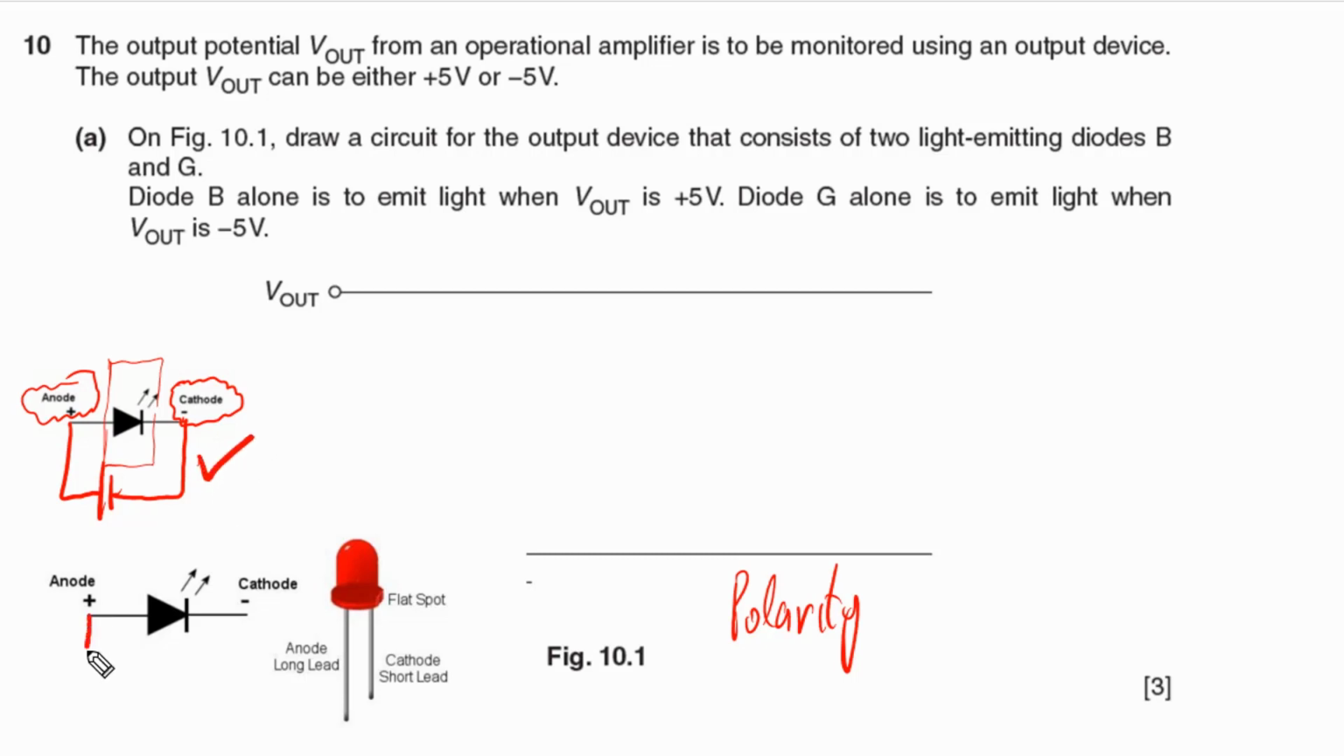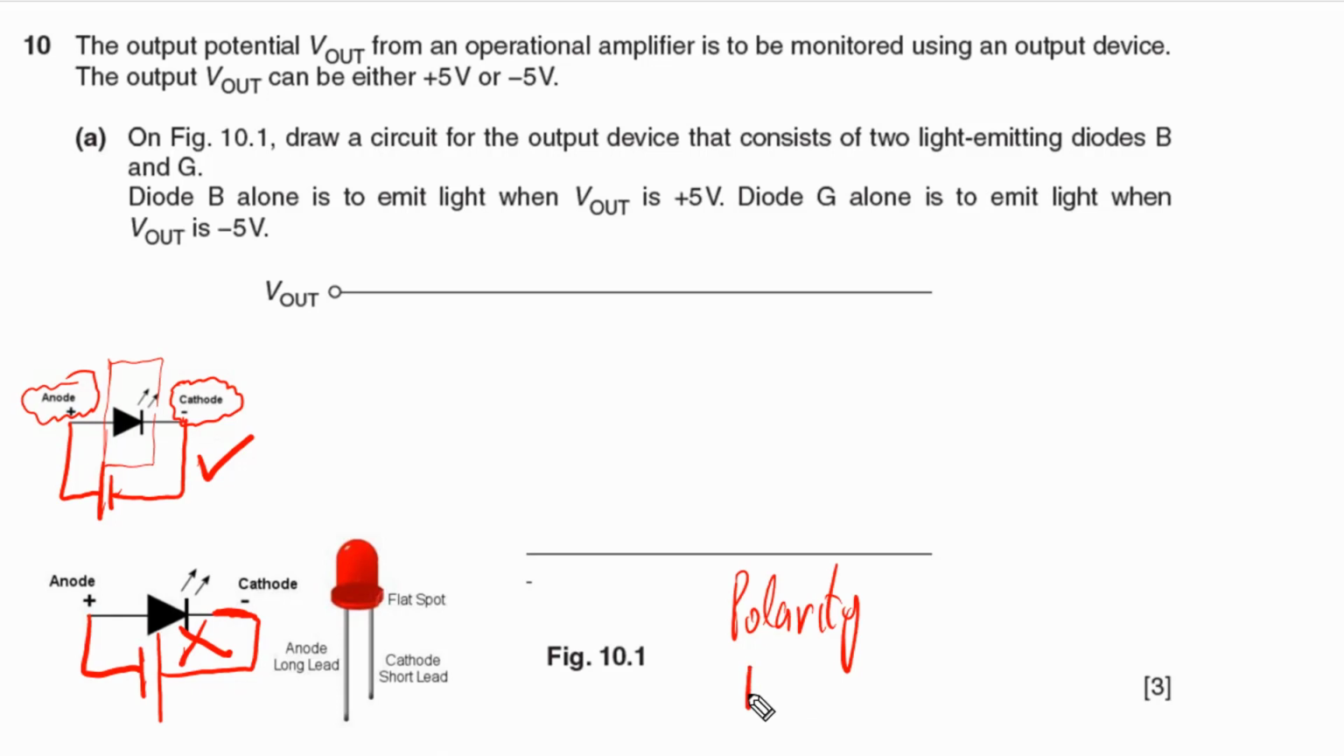But if we connect in a wrong way, means we connect the positive end of this LED with the negative terminal of the power supply and the positive terminal of the power supply with the negative end of the LED, in this case, this will not work. So this is the main concept we need to understand to answer this question.